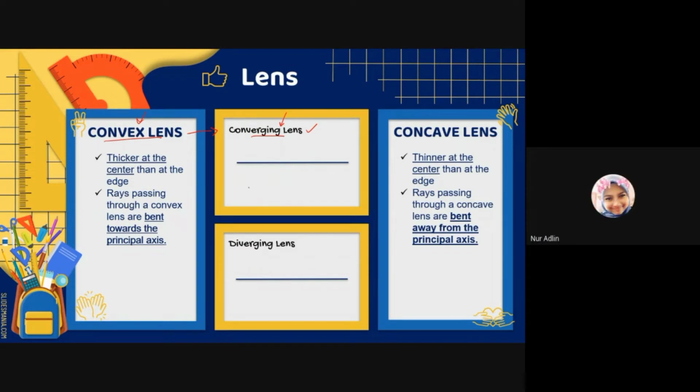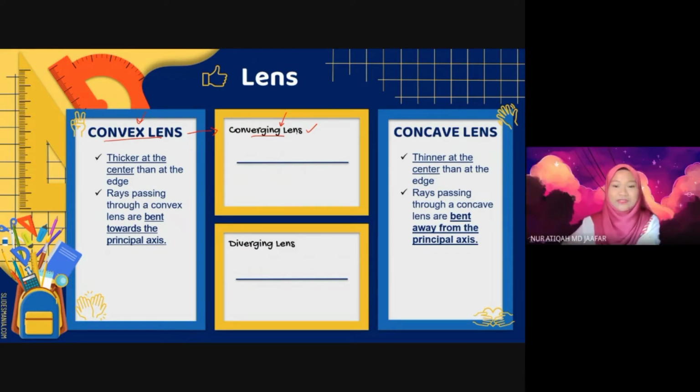For convex lens or converging lens, it is thicker at the center. This is the center of the lens. Can you see the edge is thinner, but the center is thicker. And rays passing through a convex lens bend toward the principal axis. This line is known as the principal axis. This is the keyword: bend toward the principal axis.